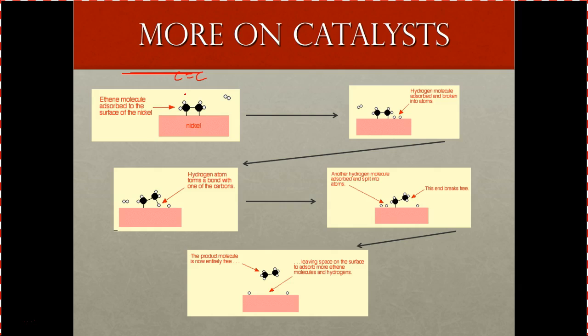So basically what's happening is these two carbons stick to the nickel and weaken that double bond, causing it to come down and have a site for a single bond. The hydrogen then comes in and splits apart.